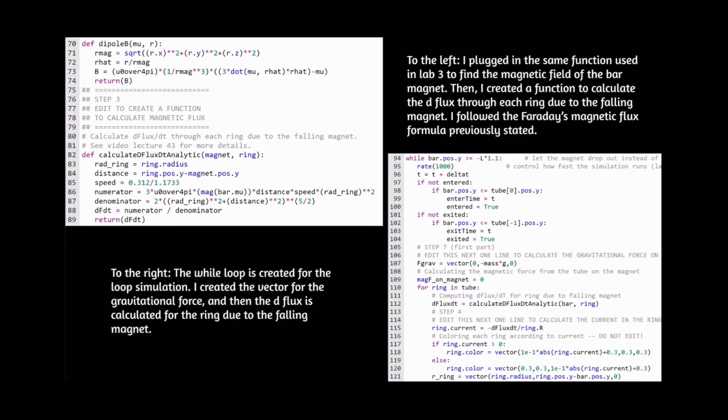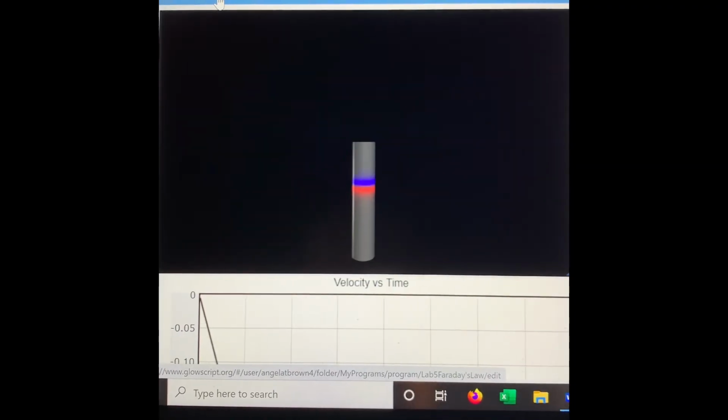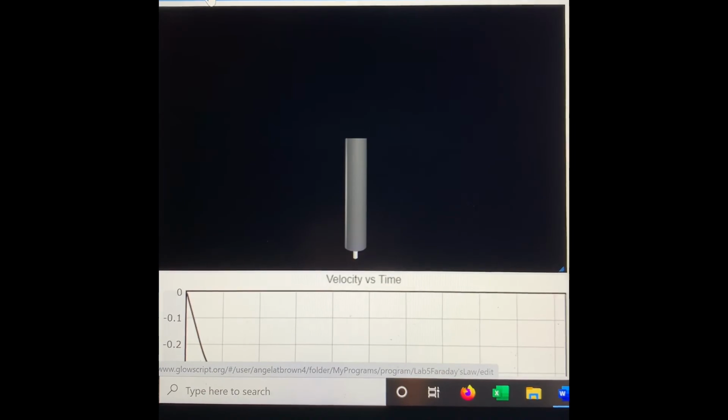To the right, the while loop is created for the simulation. I created the vector for the gravitational force, and then the d-flux is calculated from the ring due to the falling magnet. Lastly, I calculated the magnetic field at each ring by the following equation for the magnetic field of a loop, which is displayed to the right. Then I calculated the magnetic force of the magnet and updated the magnet's velocity and position. Here is a video of the tube simulation.